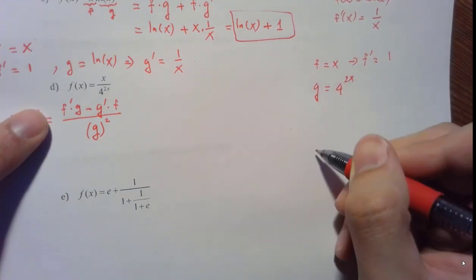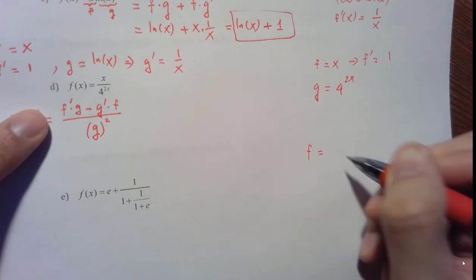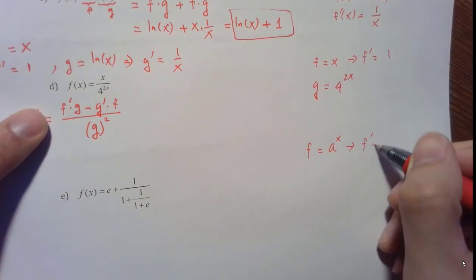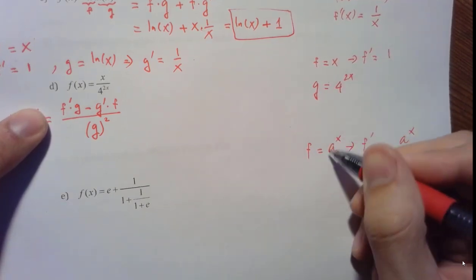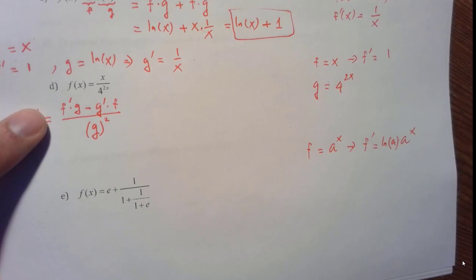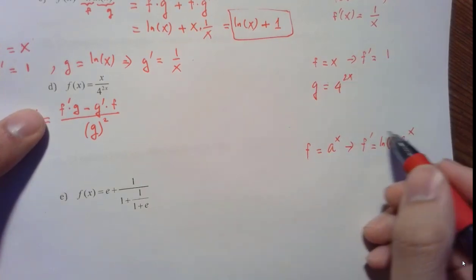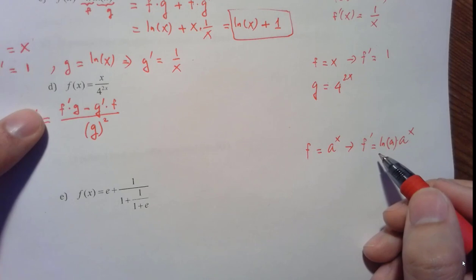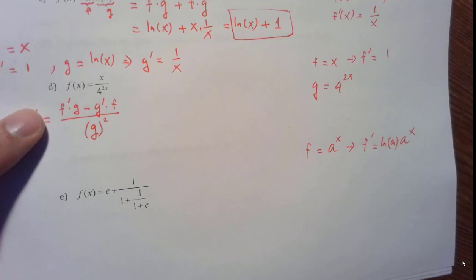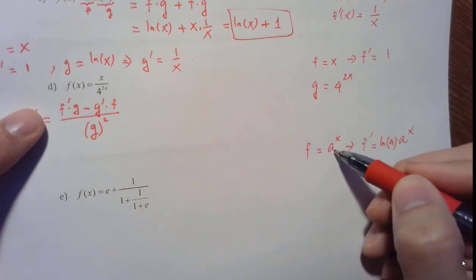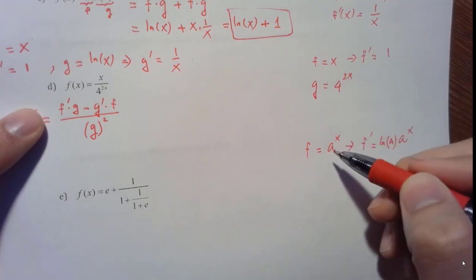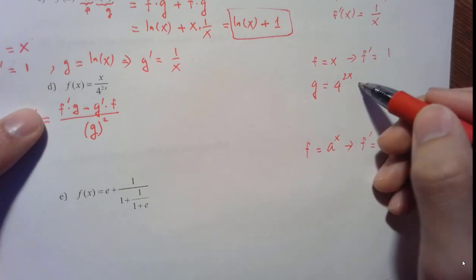Remember, if I have the general function f equals a to the x, and I want to find f prime, we get the same quantity again, but we multiply by the ln of the base. That is the general formula for any function with the type a to the x power. Now the same thing applies here: the base a is 4, the exponent is 2x. This is not x anymore, this is 2x. Therefore in this case, I have to use the chain rule.